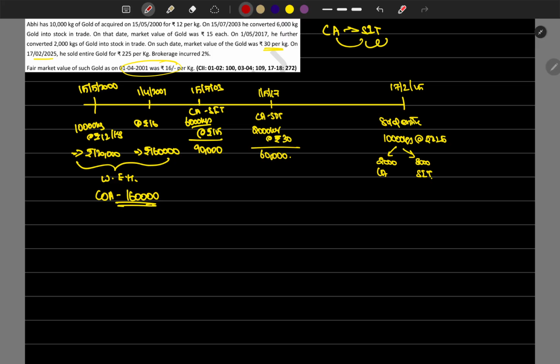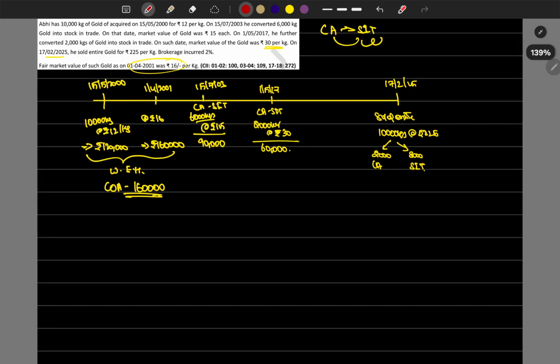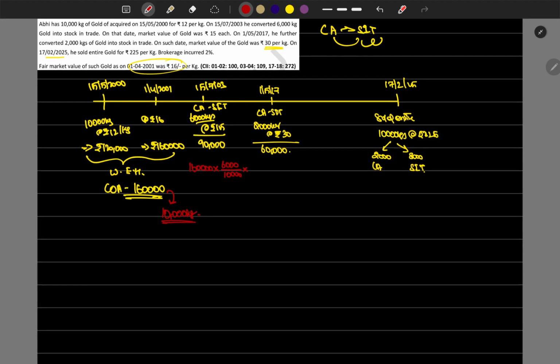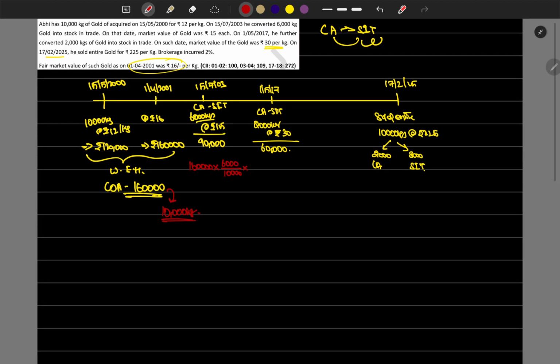Now what we have to do is find out the LTCG. The 1,60,000 constitutes the acquisition value of 10,000 kgs of gold. So we have to compare the 6,000 kgs of gold with the cost of acquisition. We have to convert this 1,60,000 into 6,000 kgs divided by 10,000 kgs, and apply the index value, because the conversion is happening in 2003. So we have the cost inflation index also. What's the cost of index?